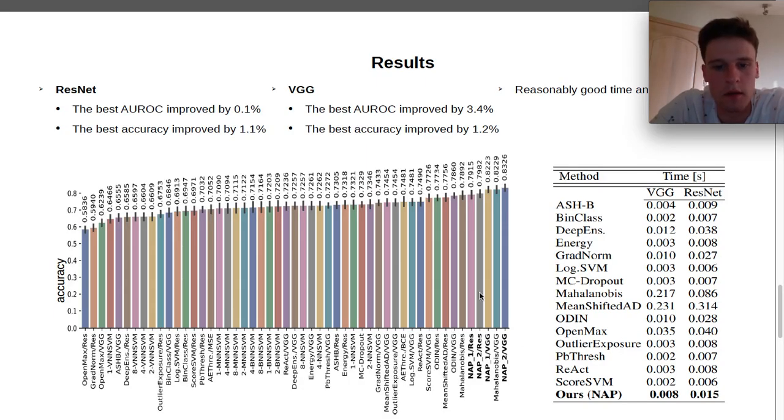The final results show that our method is very effective. It outperforms every other method on both architectures and quality metrics, but what's also important, it's quite fast, because we need only about 10 milliseconds to fully process one test sample.